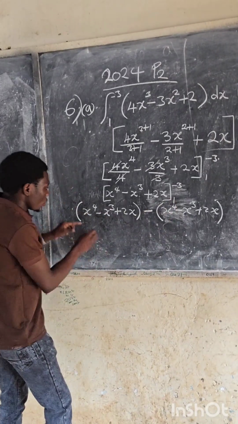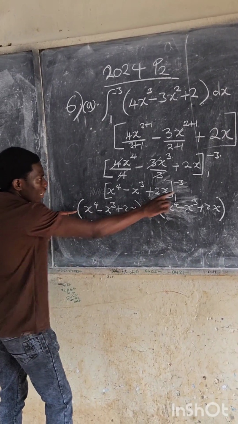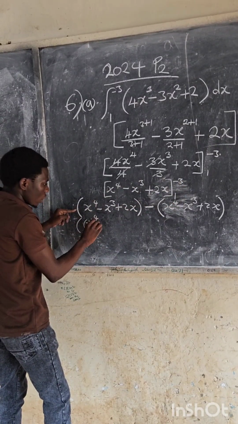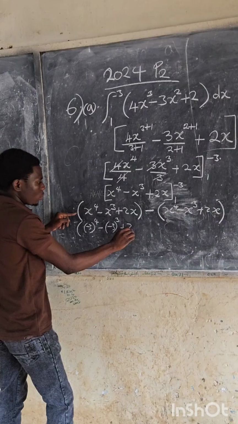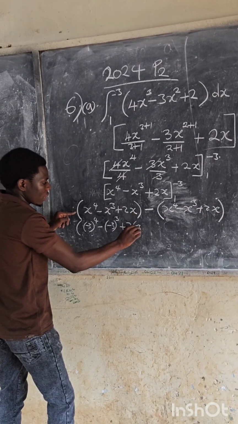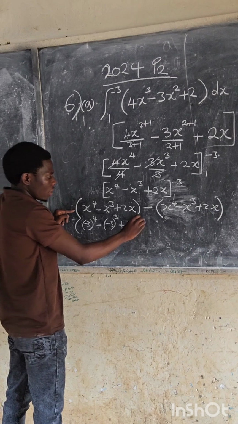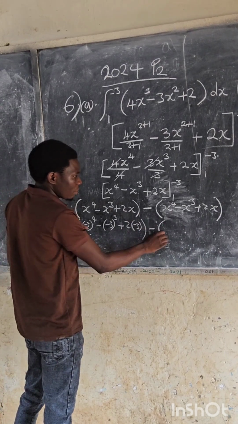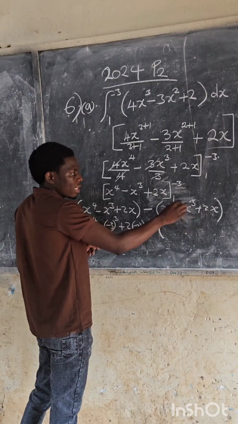So let's do that. Here we are putting negative 3, our upper limit, to the power 4. Minus, we put negative 3 here to the power 3. Plus, we put a 2 here times negative 3. Then we close.